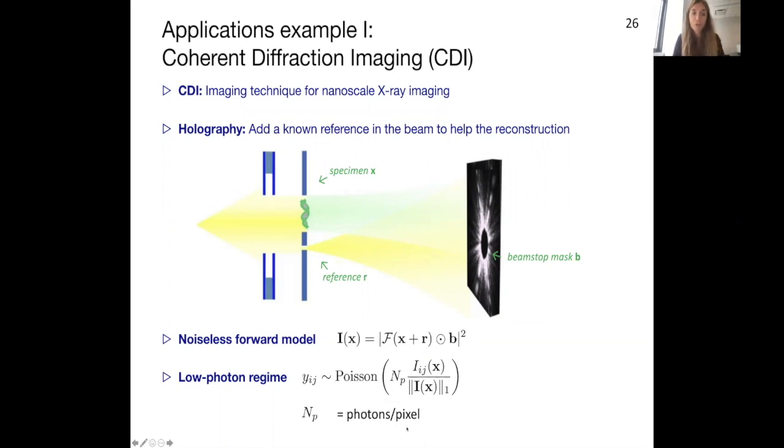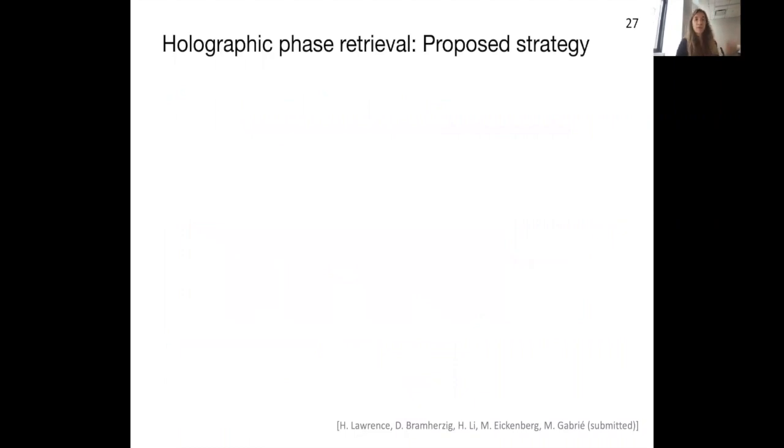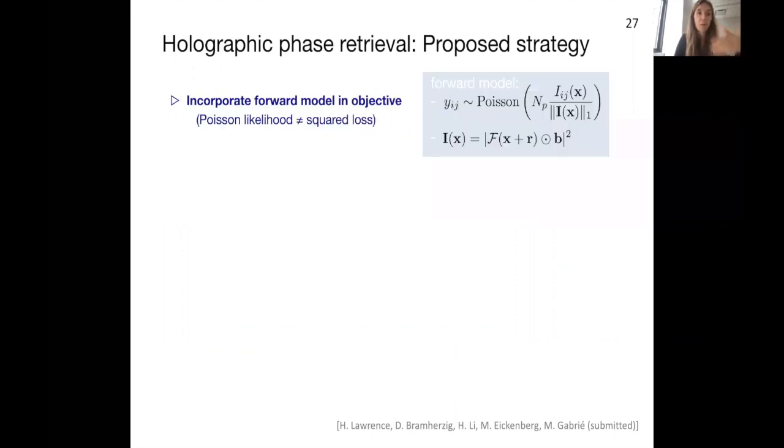that is controlling this level of noise. And okay, so based on what I just said about how we can use untrained priors to do the reconstruction, the proposed strategy that we have is to incorporate the forward model in the objective. So the forward model are those two equations I was just showing. And this means really taking into account the fact that we have a Poisson distribution for the noise and not using the squared loss that I've been using without even really thinking about it since the beginning of the tutorial.